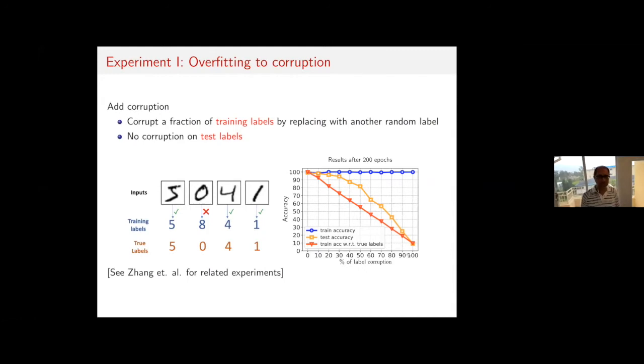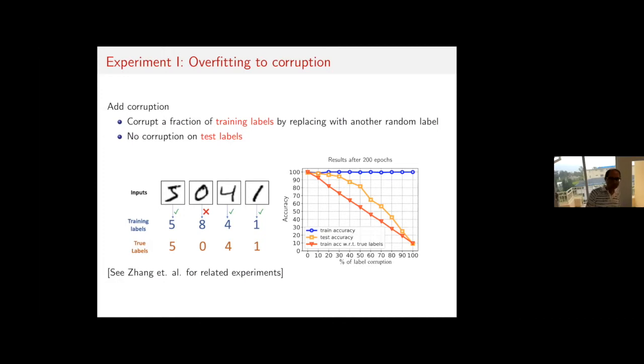Even if you corrupt 100% of the labels, and this experiment you've probably all seen, you can perfectly fit even these noisy labels. Interestingly enough, if you look at the test accuracy, the accuracy on the test data, it's still somewhat non-trivial. It is actually not that bad, given that you're corrupting labels. Of course, the accuracy with respect to the true ground truth labels is pretty bad, going down quickly. So this just shows that neural networks can fit anything, including corruption.